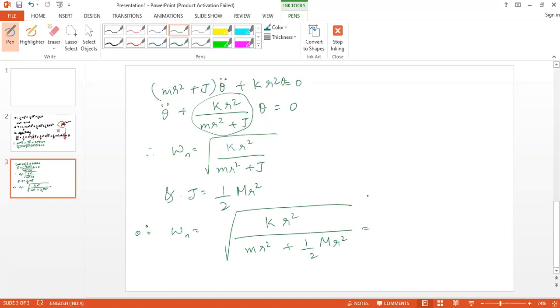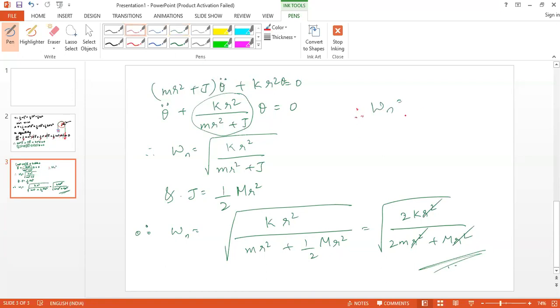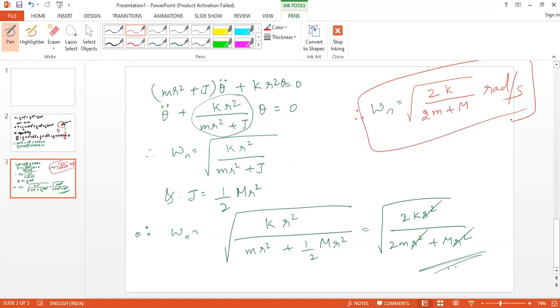Okay, so I can simplify this. I can take this 2 as LCM here. So it will become root of 2k r square divided by 2m r square plus M r square. So this is the solution. And I can cancel this r square also. Therefore, omega n is equal to root of 2k by 2m plus M radians per second. This is the solution.